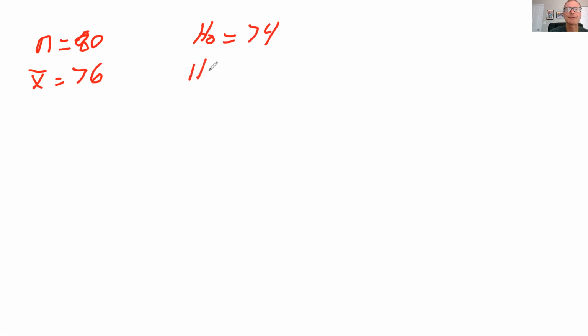So in this case, let's do red on this one. So we have N is 80 workers, yep. And the X mean was 76. And we're comparing it to H0 equals 74, and H0 or H1, excuse me.